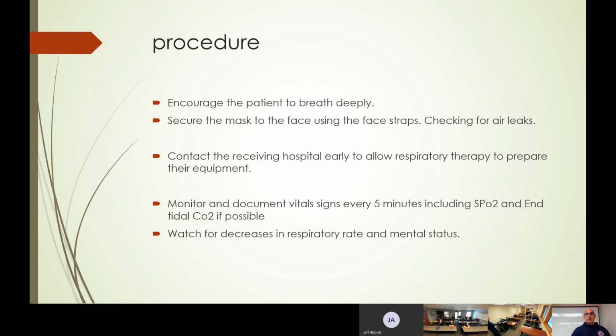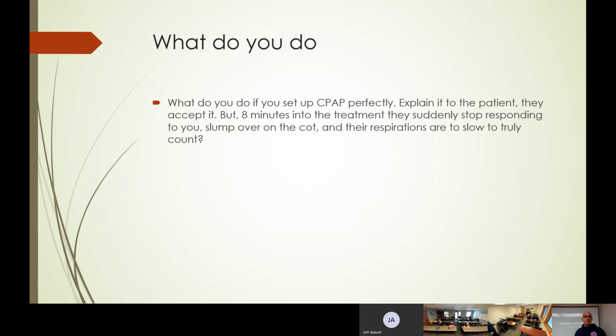Monitor and document. Watch for decreases in respiratory rate and mental status. Don't just set it and forget it on the CPAP, right? It's maybe not the fix. You put it on, they're not getting better, you might have to do something else, okay?